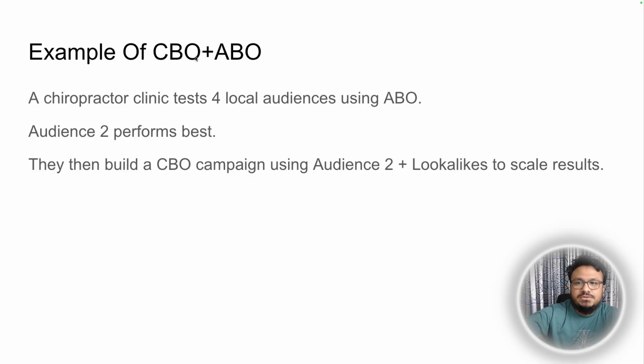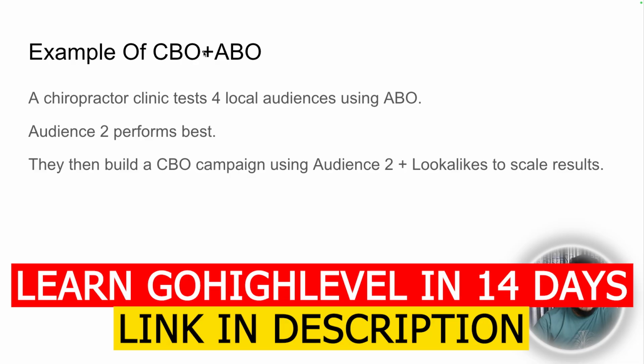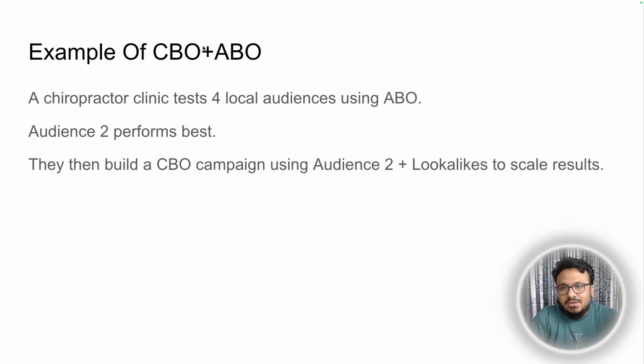First, we do ABO to find out the audience, and then we do CBO to find out the creatives and the other factors. So this is how we use CBO and ABO in our Facebook ad campaigns.